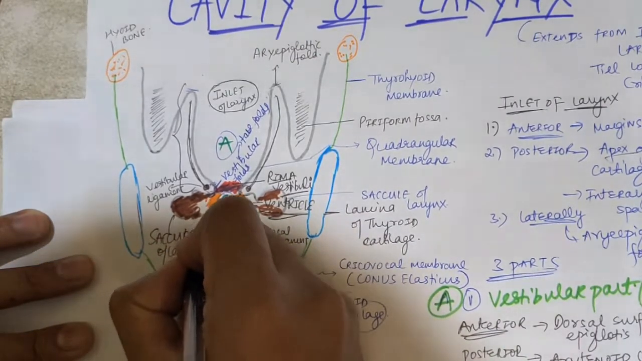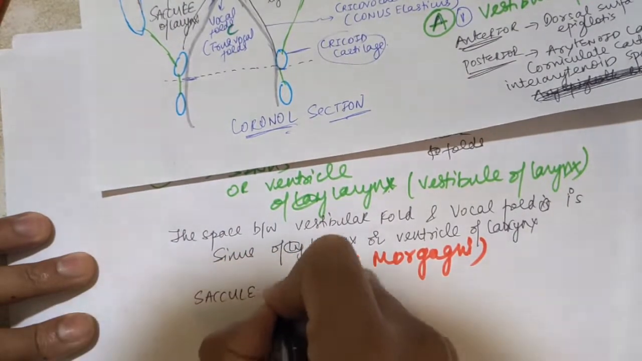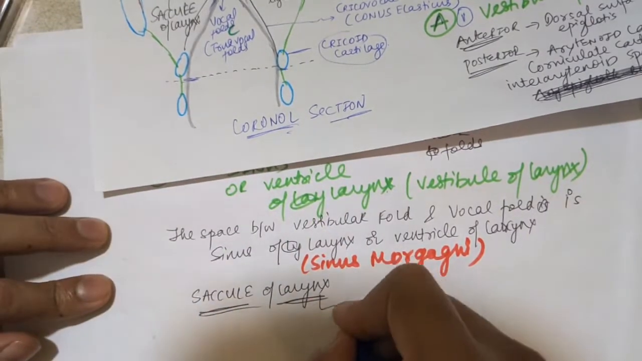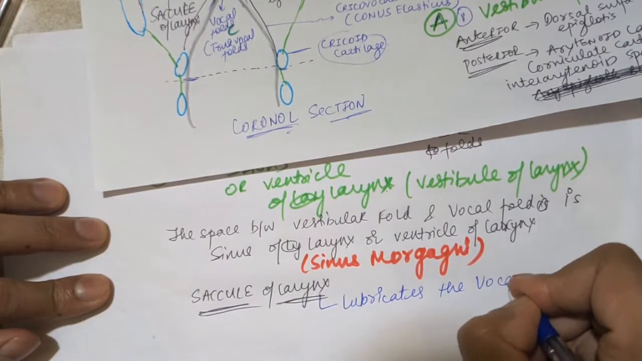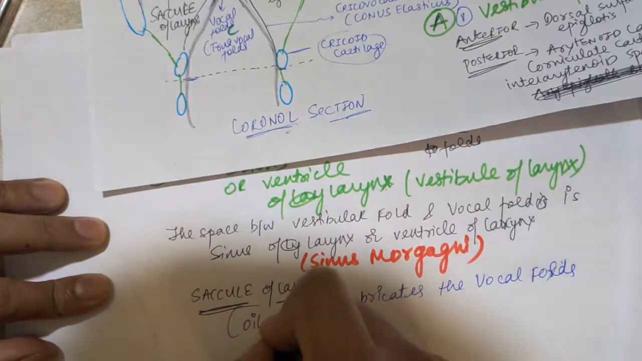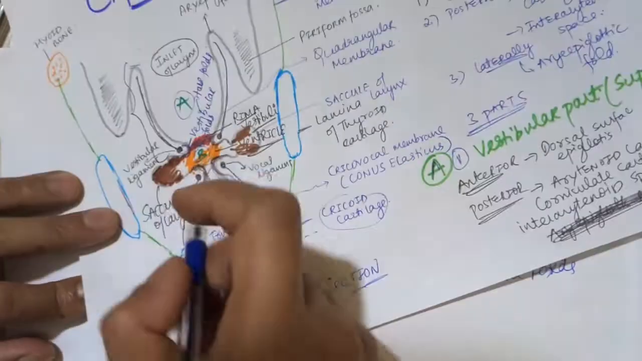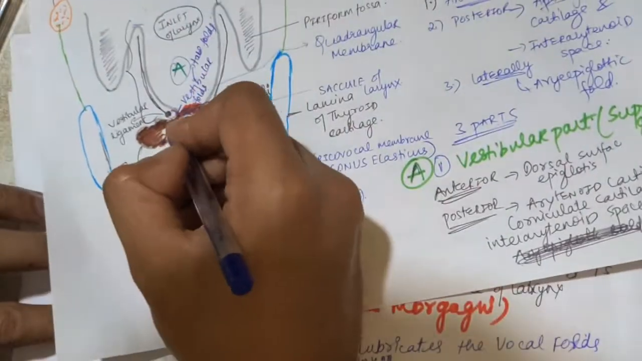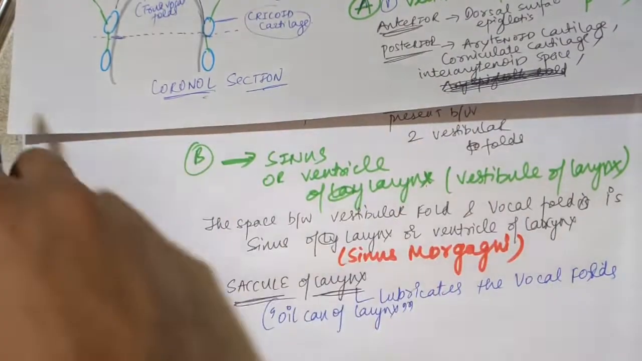Sac, you can say, like a sac. And what is its function? The saccule of larynx lubricates the vocal folds. So it is also called the oil can of larynx. This is a diverticulum bulging from the vestibular fold till the lamina of your thyroid cartilage. It is also present in the B part, the sinus part.